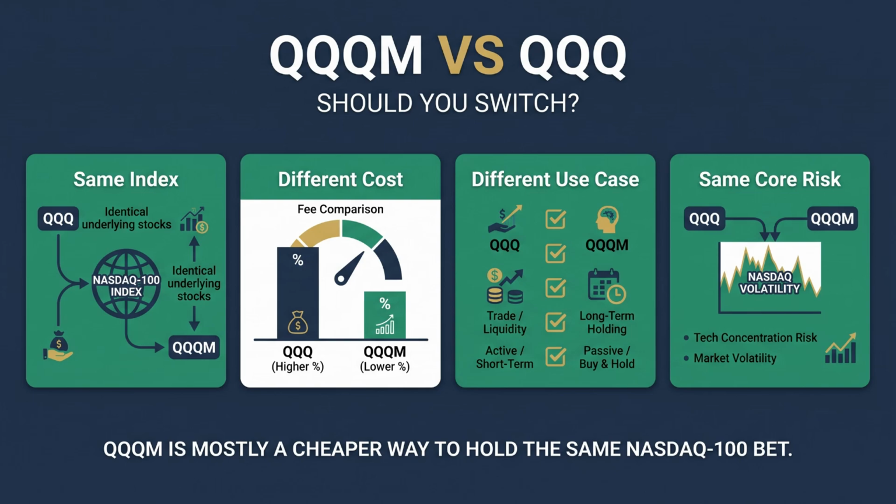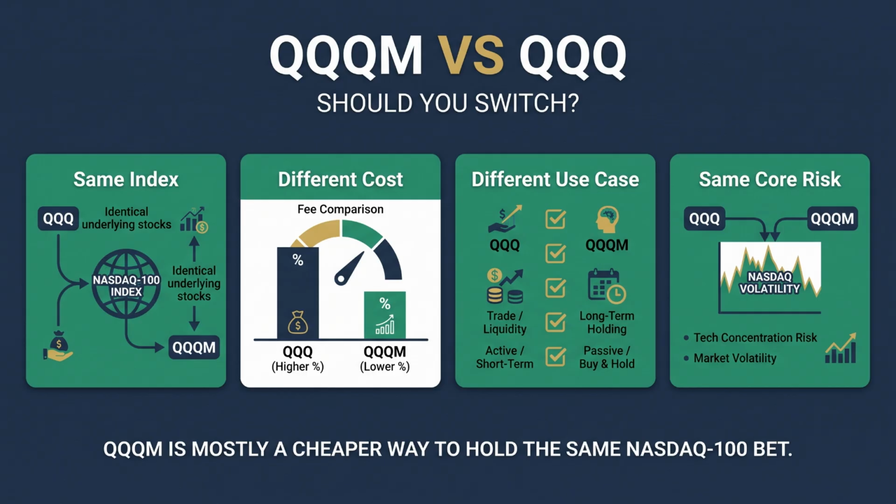QQQ and QQQM look almost identical. They track the same basic idea. They both give exposure to the Nasdaq-100, they both are heavily tied to big growth companies, and they both are popular with investors who want tech-heavy exposure.